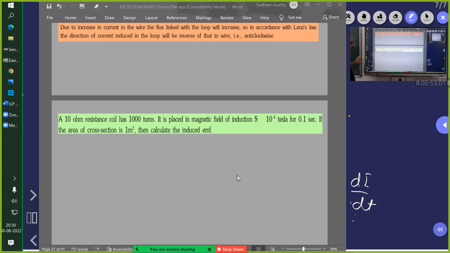What is the use of 10 ohm resistance there? It is not necessary. Okay, so 1000 into 5. So this is 10 to the power of 0.5. 0.5 upon 0.1 will give you 5. 5 into 1. So you should get here 5 volts.